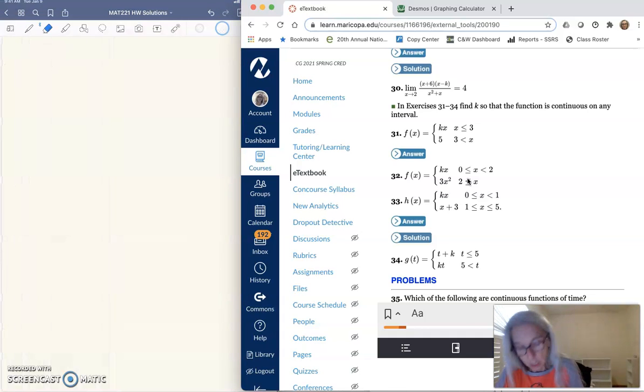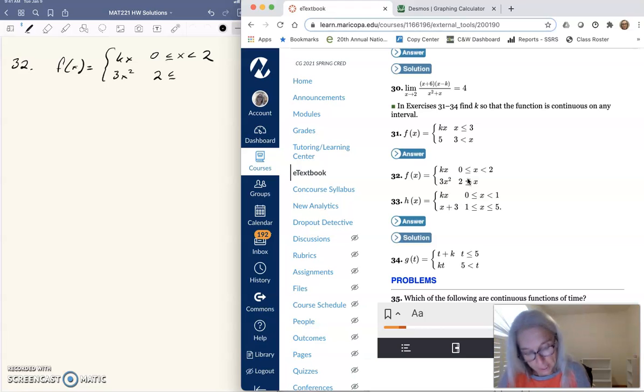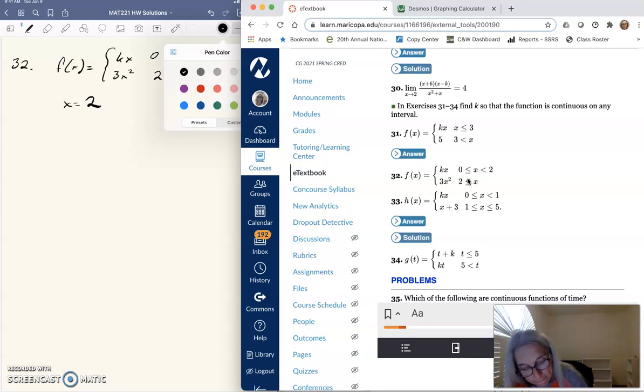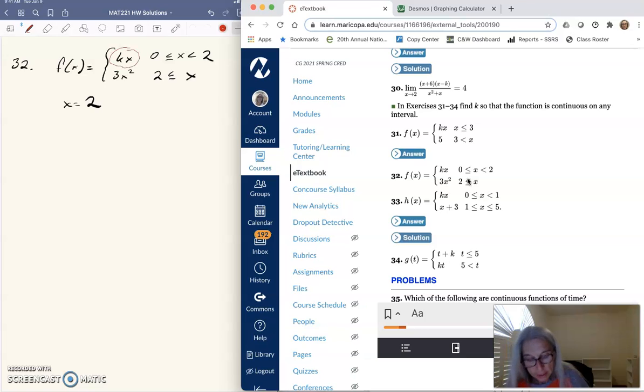So let me bring that back up, and bring up a new page here. So problem number 32 says find k such that f of x equals kx when 0 is less than or equal to x is less than 2, and is equal to 3x squared for 2 less than or equal to x. All right, I'm going to show you how to do this algebraically first. And algebraically, hopefully from the last two examples, what you noticed is that when x equals 2, this rule here and this rule here have to result in the same exact value. That way the limit can exist.